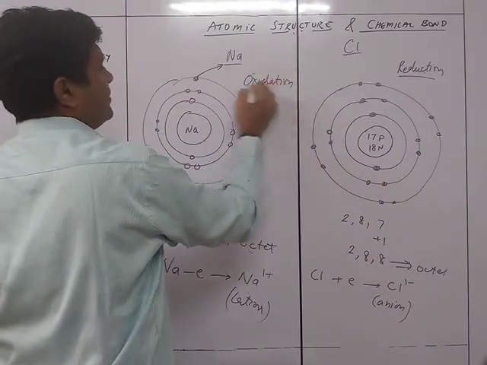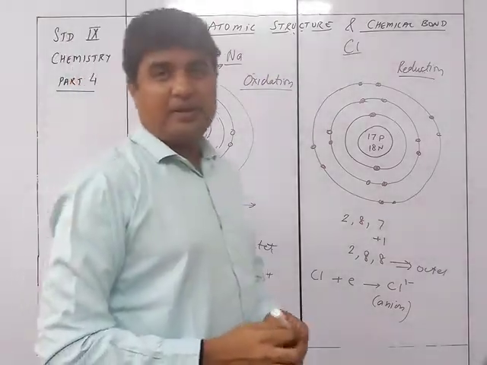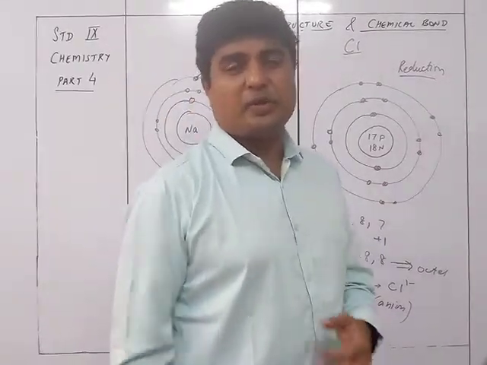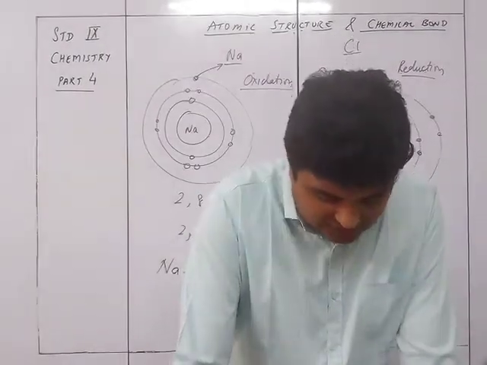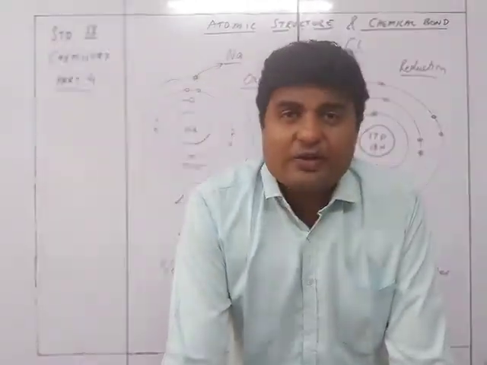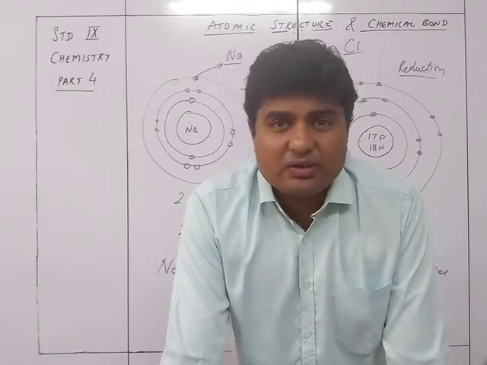The metals always get oxidized, that is the way you can remember it. Metals always get oxidized because they give away electrons. So giving away electrons is oxidation. Oxidation is when the atoms lose electrons. Loss of electrons is oxidation. Gain of electrons is reduction.